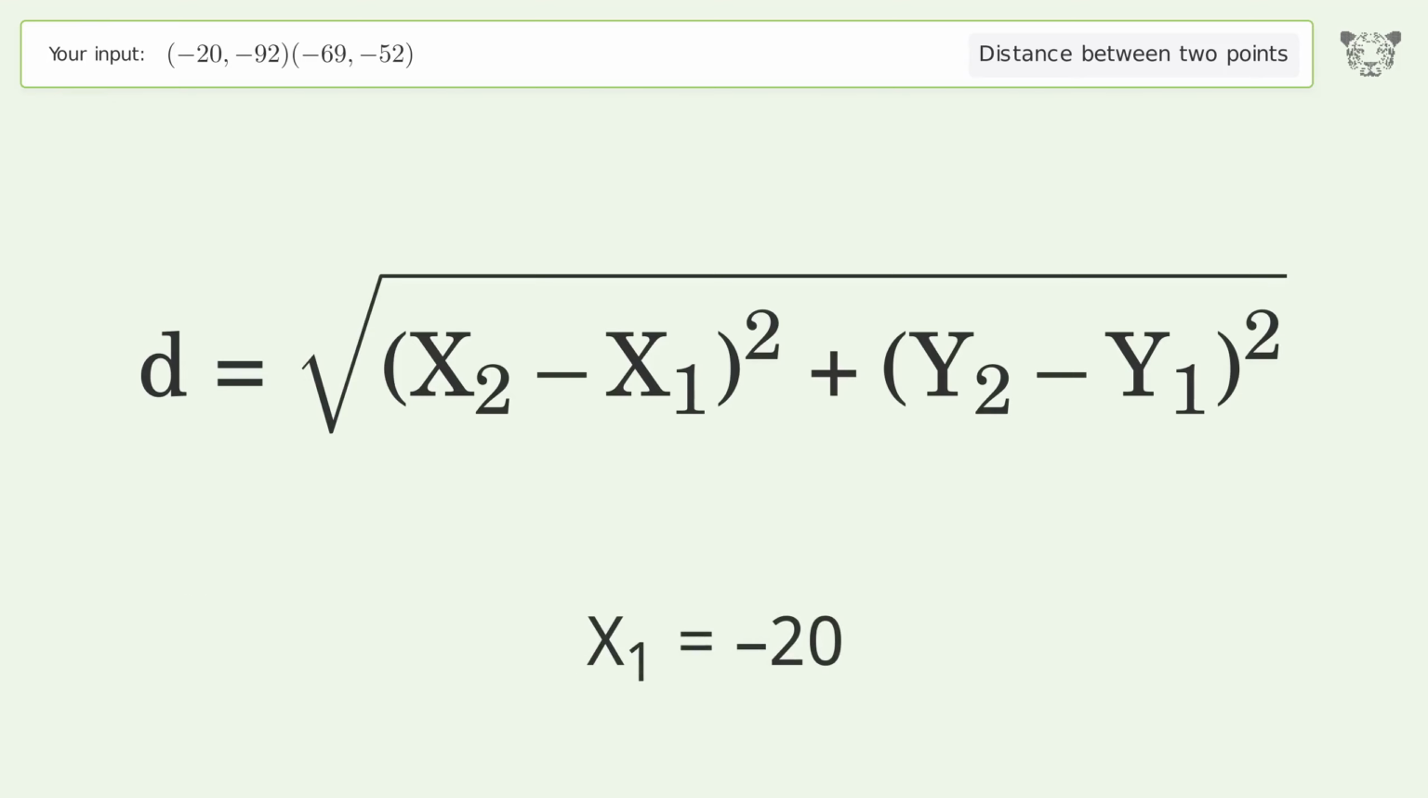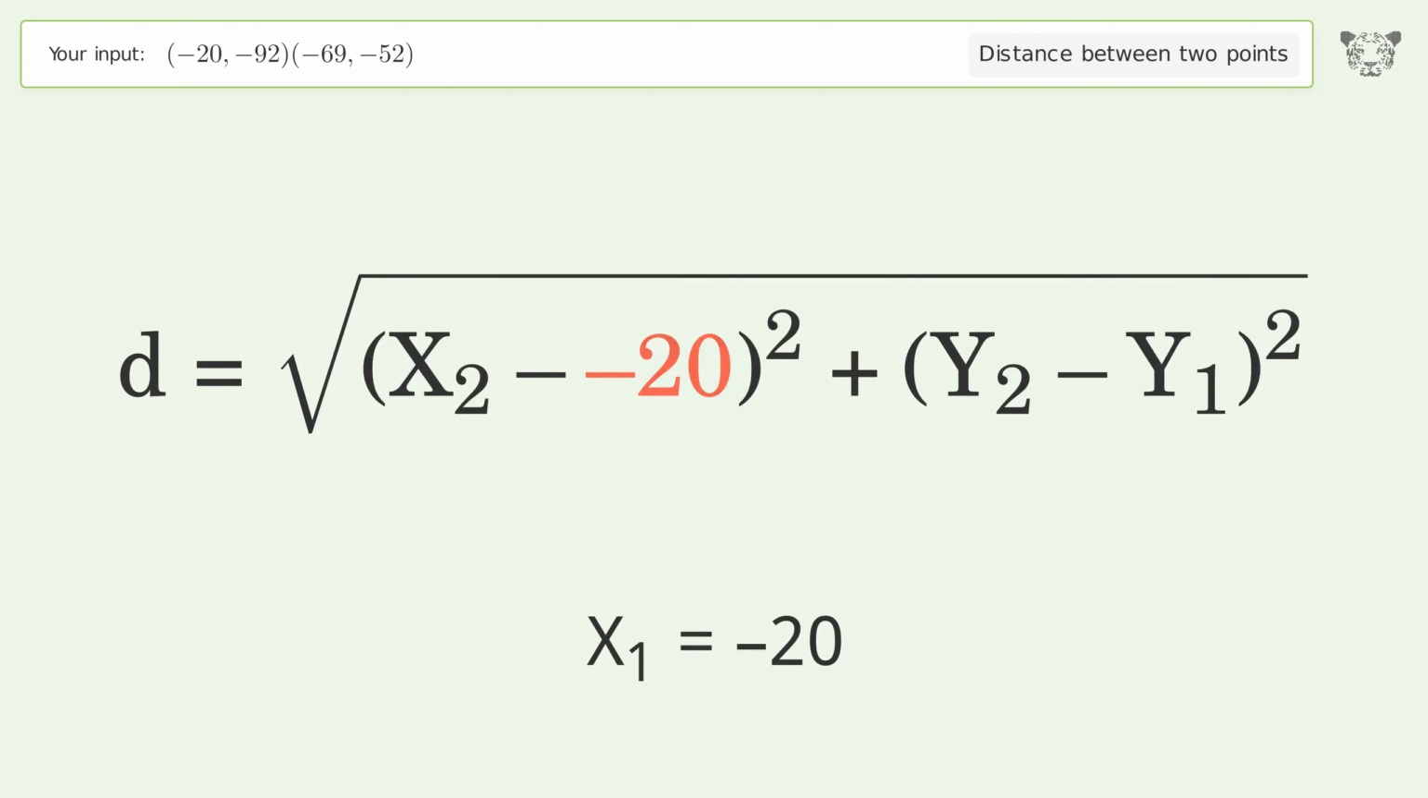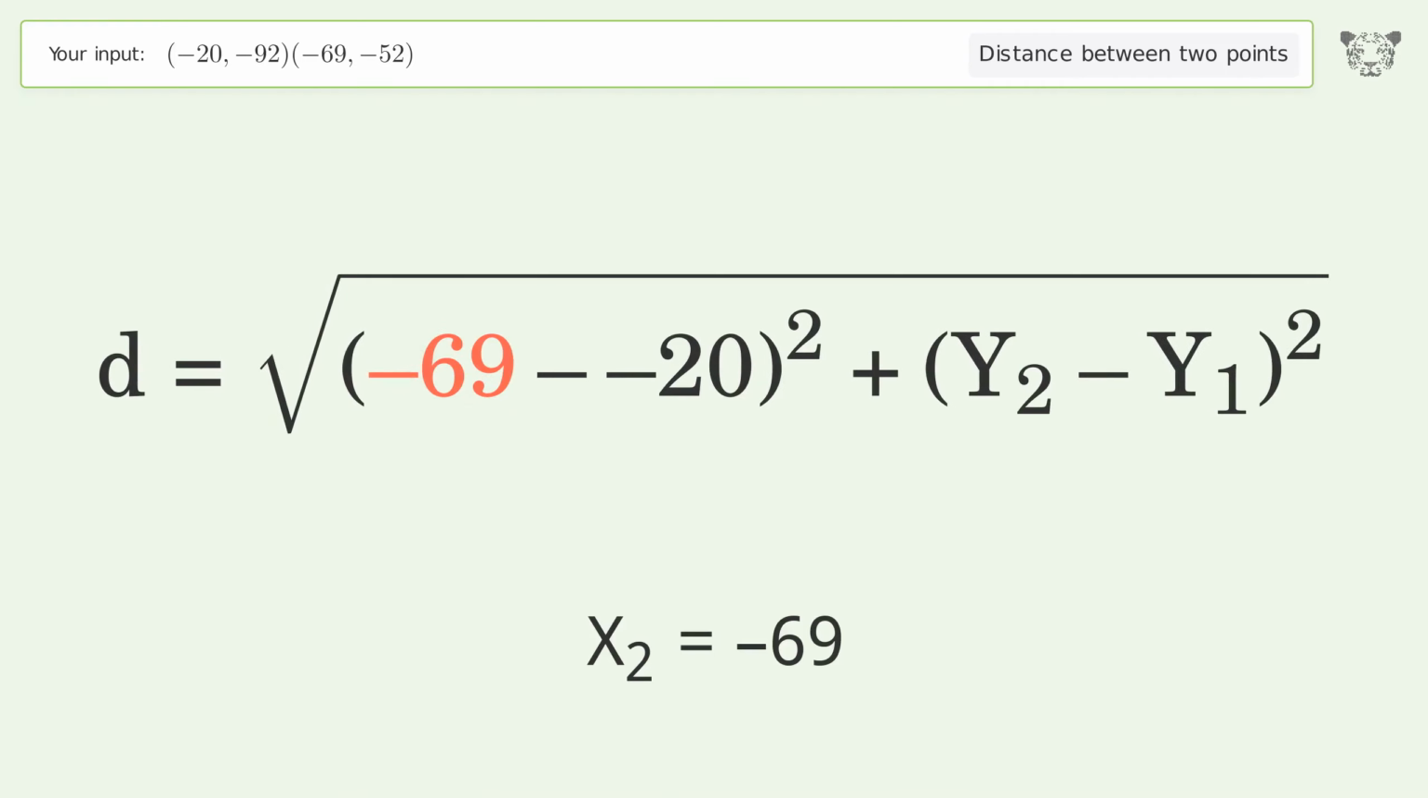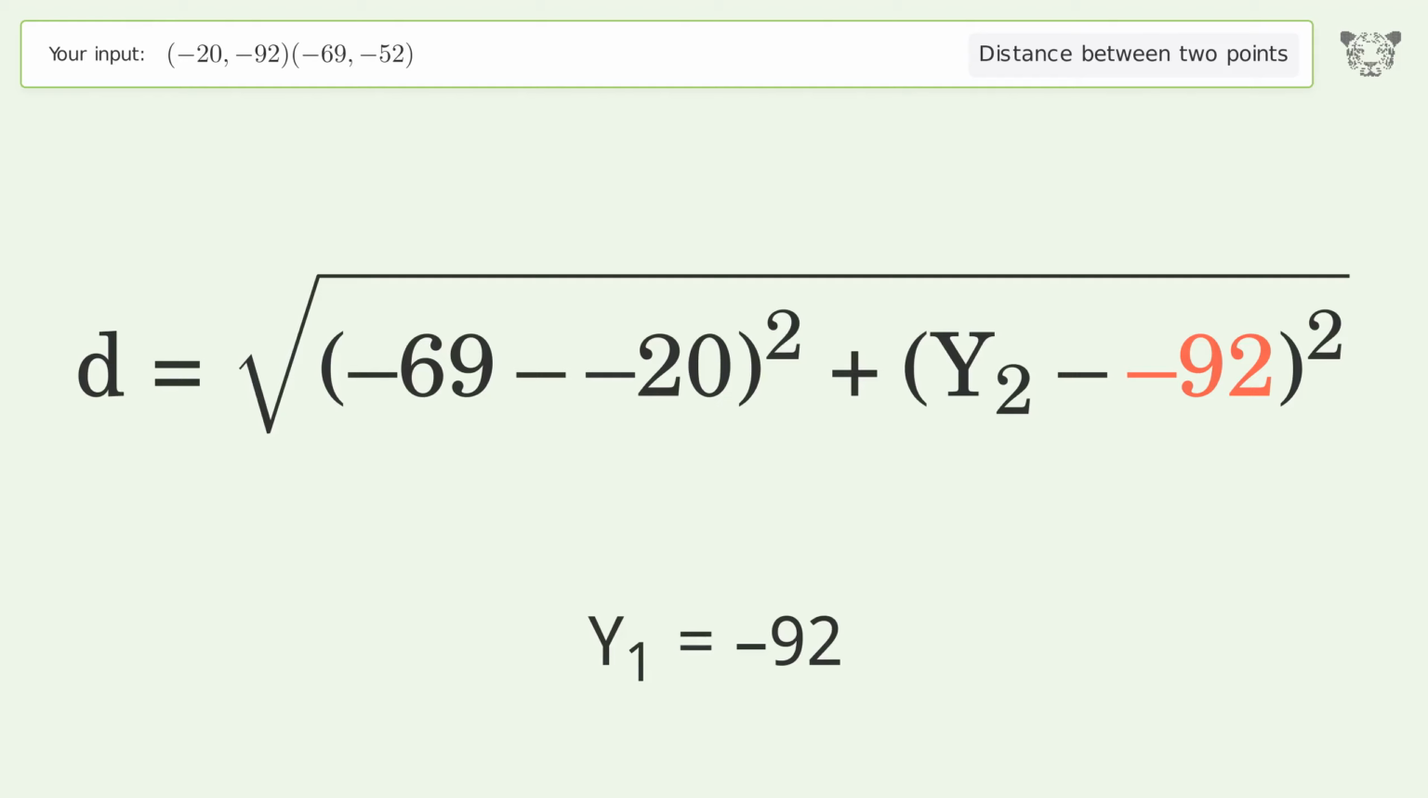x1 equals -20. x2 equals -69. y1 equals -92. y2 equals -52.